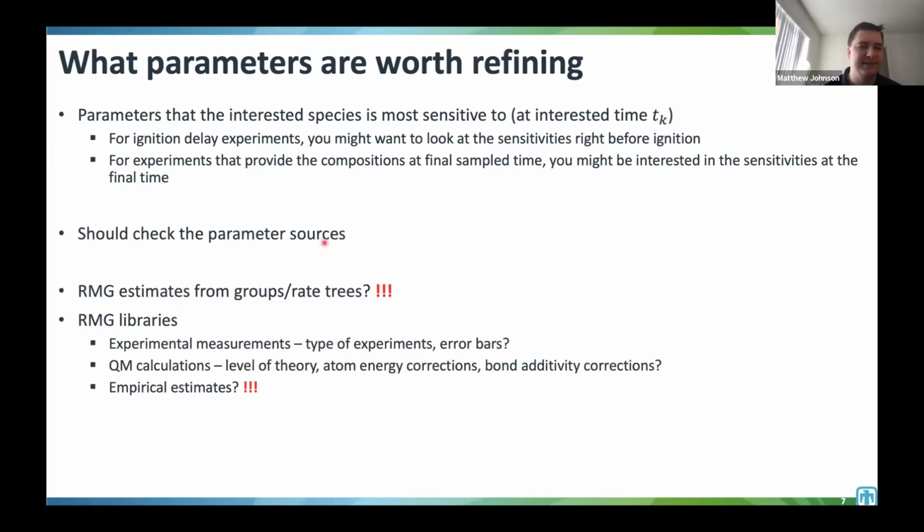You also want to look at the parameter sources, not just the sensitivities, but also the rough idea of uncertainties about everything. If they're from groups and rate trees and they're maybe not too sensitive, but might be important, that's probably something you should be calculating. Also, with the RMG libraries, you want to be careful about what exactly this is. What's the level of theory? How well was this calculated? Is it an empirical estimate? Did someone just guess what the number is? Which you can find in these databases and in these papers.